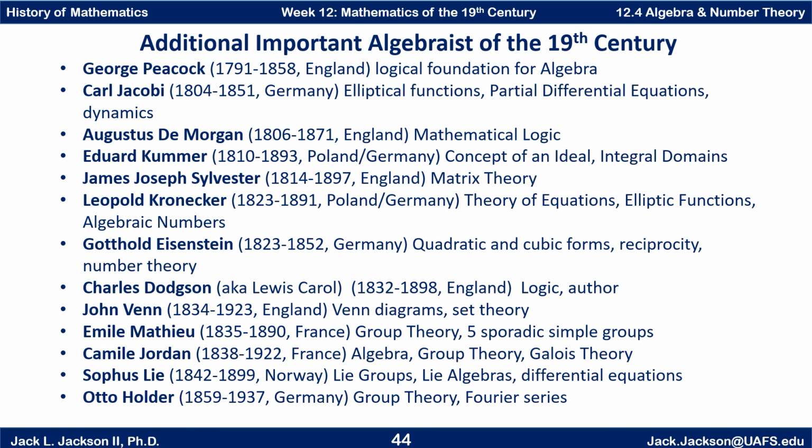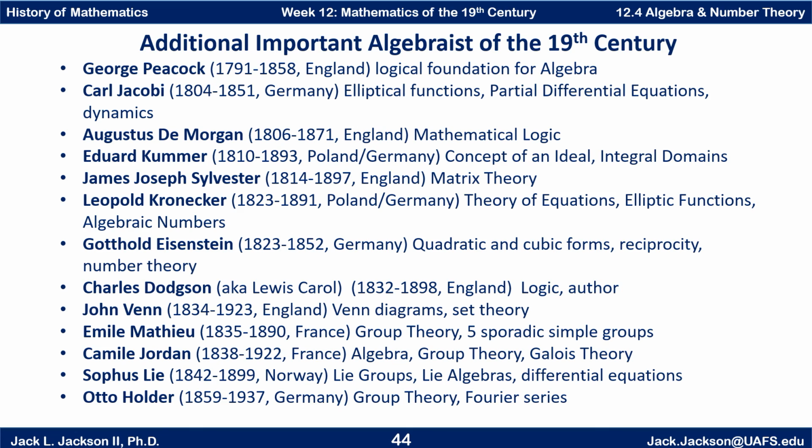Skipping down, Otto Holder lived from 1859 to 1937 in Germany. He also did group theory and Fourier analysis. There is a Jordan-Holder theorem that is extremely important in working with factor groups in group theory. That's those two guys. And another guy that was really important is Sophus Lie.